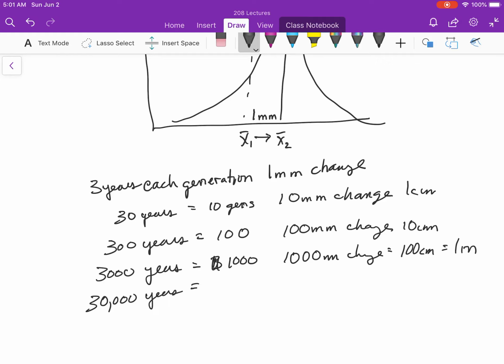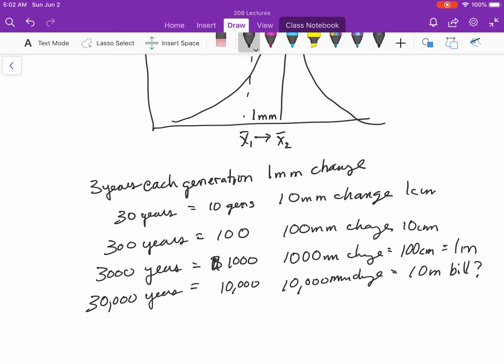And in 30,000 years, what we have is 10,000 generations, which gives us 10,000 millimeters of change, which is equal to 10 meters of bill. Holy smoke, that's a little bit ridiculous. Couldn't even fit it on the page.